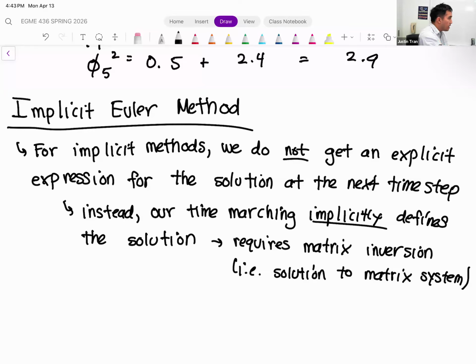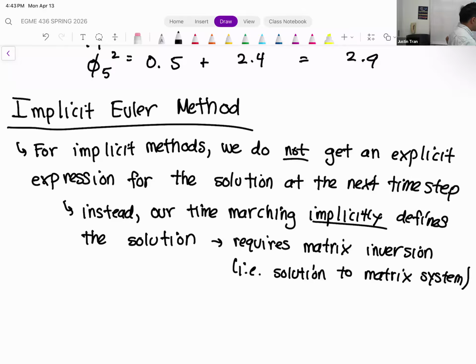So of course, that limits what we can do by hand. If you come across an implicit problem, you either have to solve it using MATLAB. It's not a complicated MATLAB code. You just have to define a matrix and a vector and invert them. Or you just have to set it up by hand.